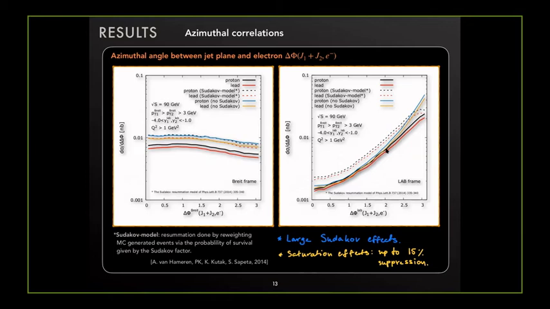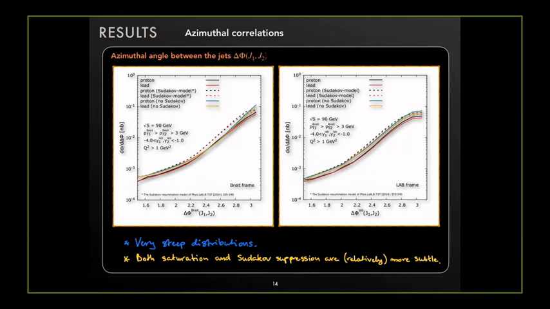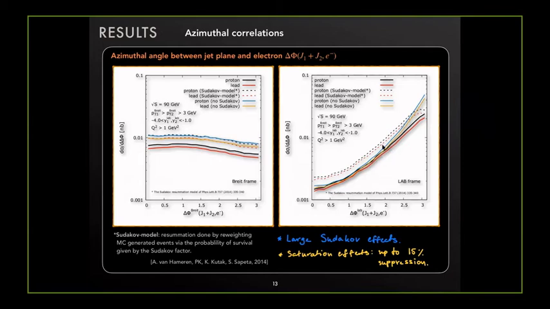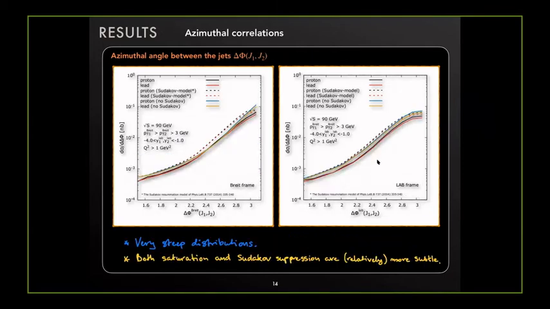Now if we look at just the correlation between jets, without the electron, for this observable it's better to look at the Breit frame. Overall, this distribution is very, very steep, and actually this is something one should be expecting. Also look that the scale here is different. It's closer to the correlation peak, and then relatively this difference is much smaller. So the conclusion is that it's better to look at the electron-dijet system correlation to see all those effects. And I think that's all, basically.